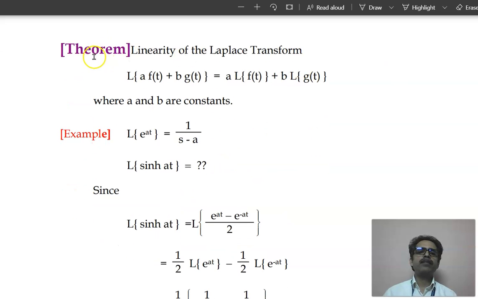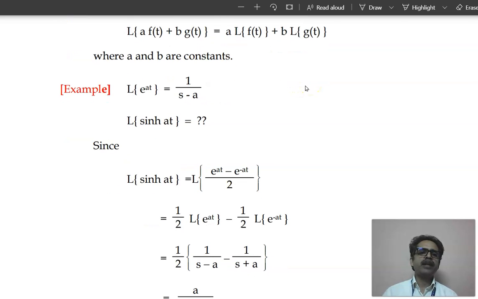This is a theorem which represents the linearity of the Laplace transform. Laplace of a constant a times f(t) plus b times g(t) is equal to a times L of f(t) plus b times L of g(t). Okay, let's see an example to understand this.